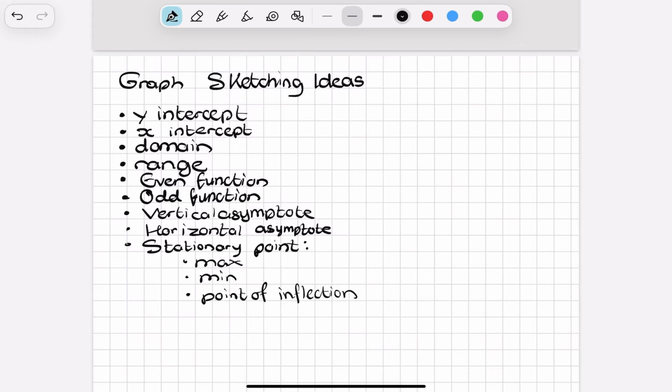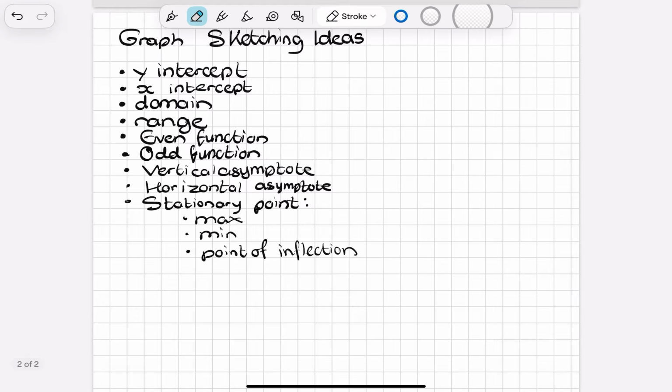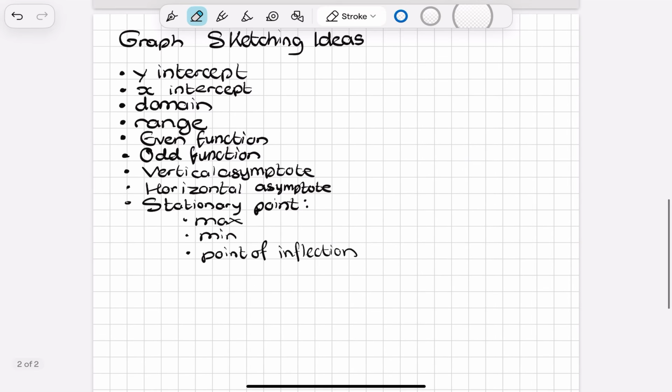Today I'll be going through some graph sketching ideas that can help you when you're given a graph sketch. So here are just some things to consider. The most obvious: the y-intercept and the x-intercept, and when these occur.